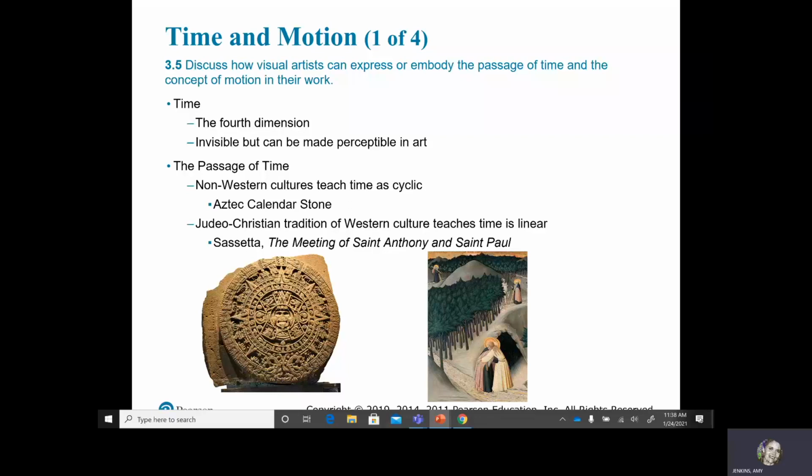Time is the fourth dimension. It's invisible but can be made perceptible in art. The passage of time. Non-Western cultures teach time as cyclic. The Aztec calendar stone is an example. The Judeo-Christian tradition of Western culture teaches time is linear. In the Saceta image on the right, the meeting of St. Anthony and St. Paul.